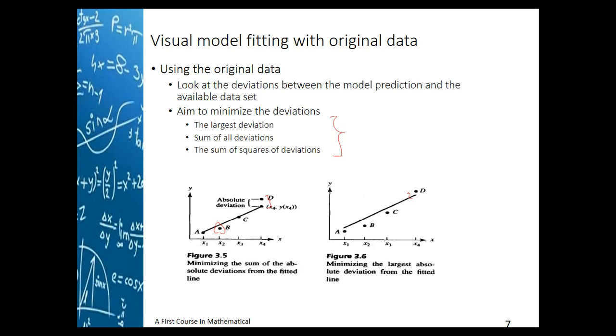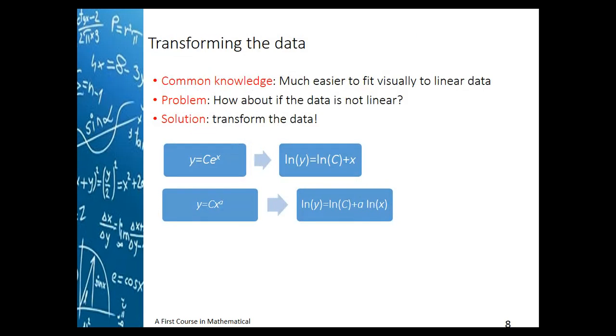What is the difference actually between the sum of all deviation and the sum of squares of deviation? The largest deviation is clear, but what's the difference between the other two? That one we are going to look at in part 2. You can see why we need to get creative and highlight the sum of squares instead of just the sum of all deviation only.